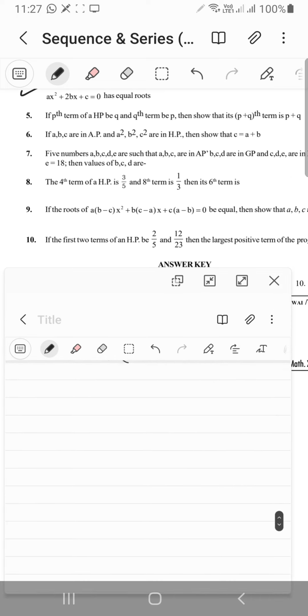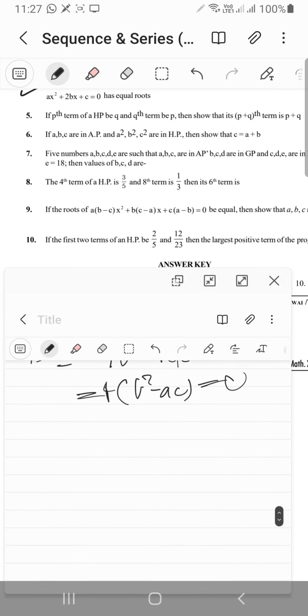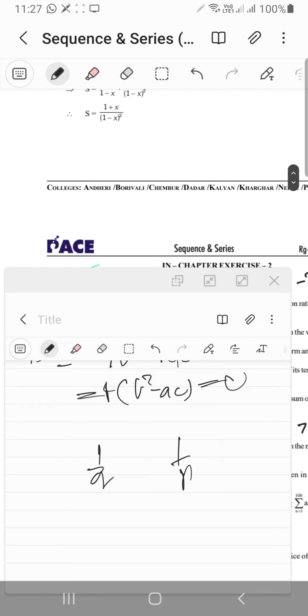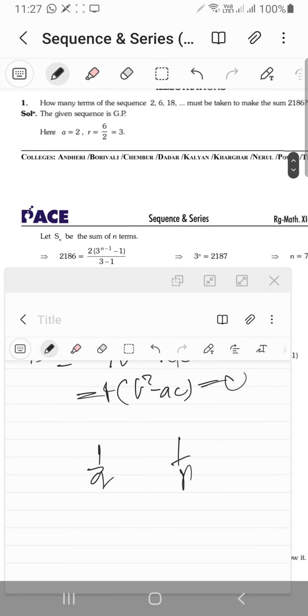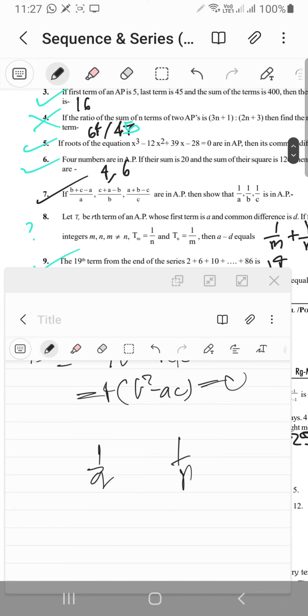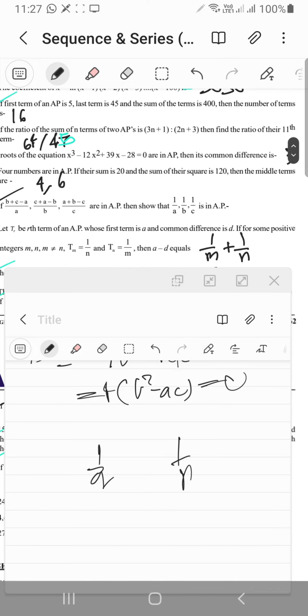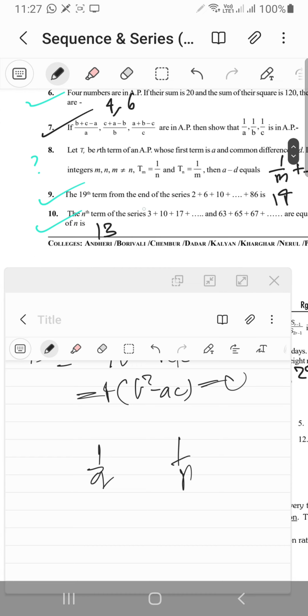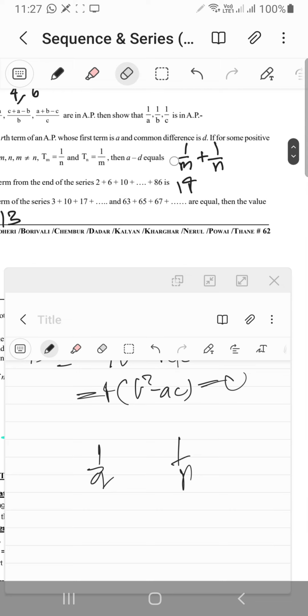If pth term of HP is q and qth term is p, okay, getting it. Right. So if I convert it to the corresponding AP, the pth term of that AP is 1 upon q, and the qth term of the AP is 1 upon p. Then show that it's p plus, wait, maybe it could be that previous question of m and n, where the reciprocals of m and n are the terms in AP, it was different order. Oh yeah, it was a different order. I can't believe I made a mistake over here.